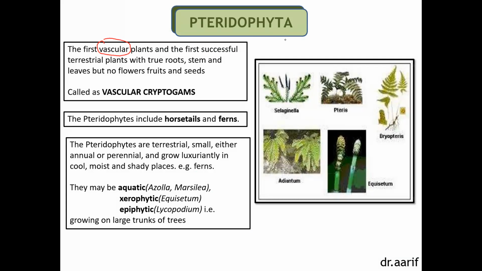A plant which carries vessels to transport water and food, we call a vascular plant. So pteridophytes are the first successful terrestrial plants with true root, stem and leaves. If we look here, we observe the root, stem, and then the leaf. In this way it also consists of the first fruits, then it includes the seeds. These are the lowest plants which show all the true characteristics of the plant.